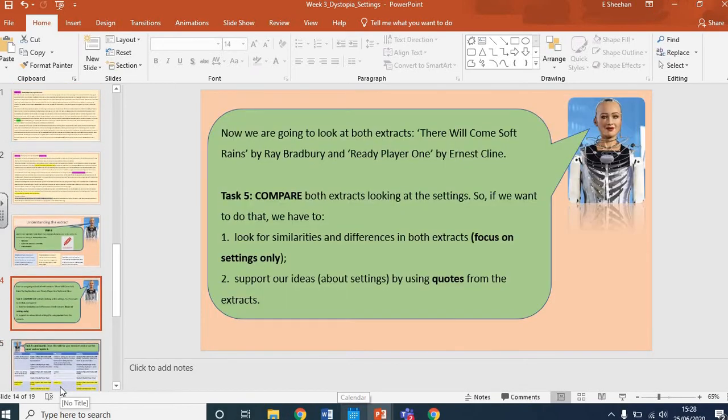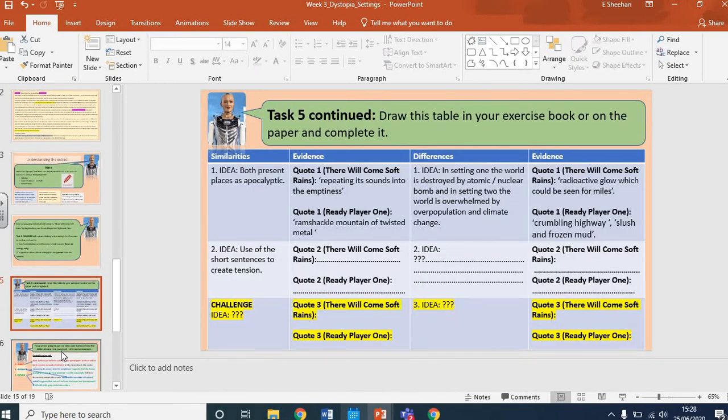So, now we're going to look at both of the extracts, and I want us to compare their settings. So if we want to do that, we need to look for similarities and differences and focus on the setting only, so don't comment on anything else other than the setting that's mentioned, and then support the ideas that we put down using quotes. Now I'd like you to start off by drawing this table into your exercise book or onto a Word document, however it is that you're completing this, with the titles of similarities and evidence and differences and evidence. Now I've already started filling this in.